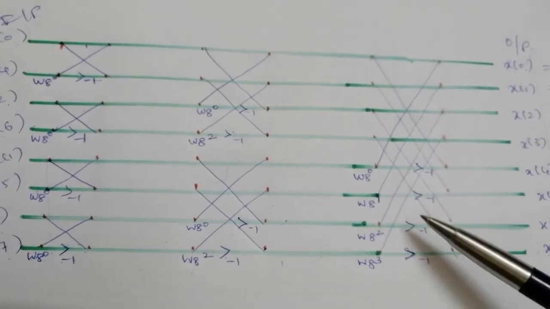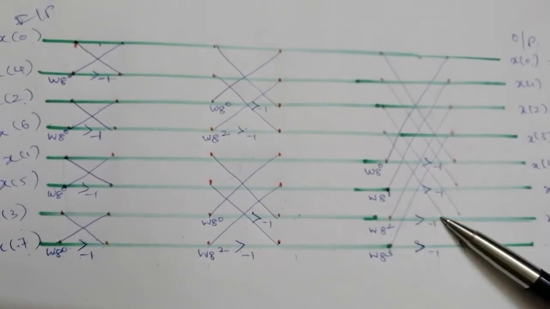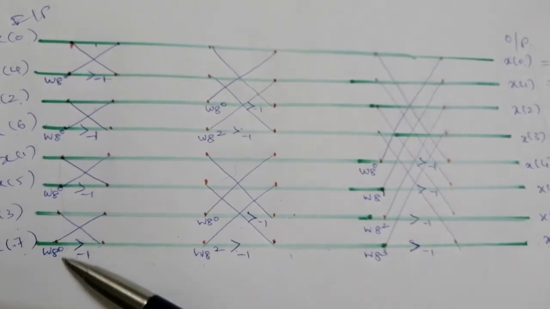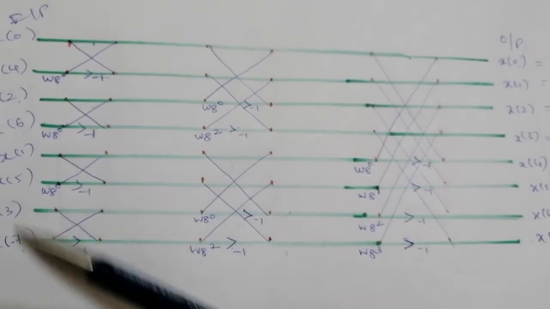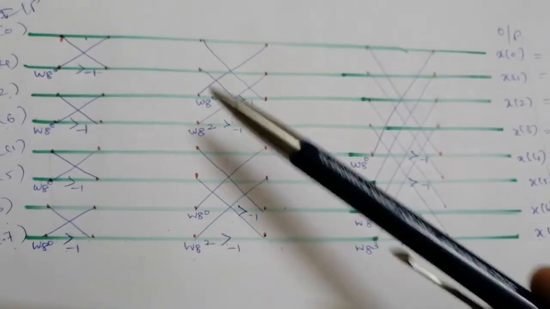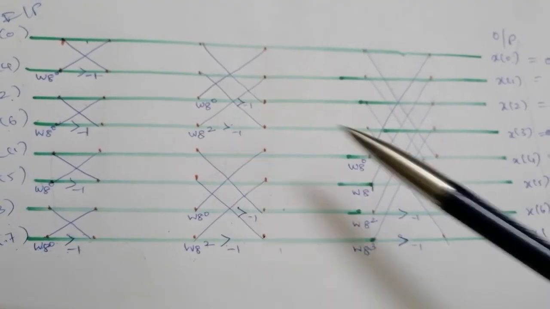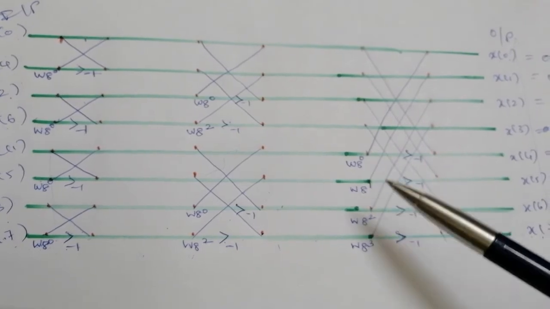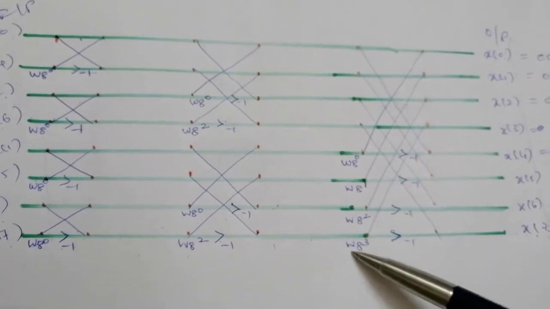So wherever we multiplied -1, the term is again multiplied with the complex conjugate, that is the Twiddle factor. In first stage the Twiddle factor is common, W8 power 0. In second stage the Twiddle factor is W8 power 0, W8 power 2, and third stage W8 power 0, W8 power 1, W8 power 2, W8 power 3.